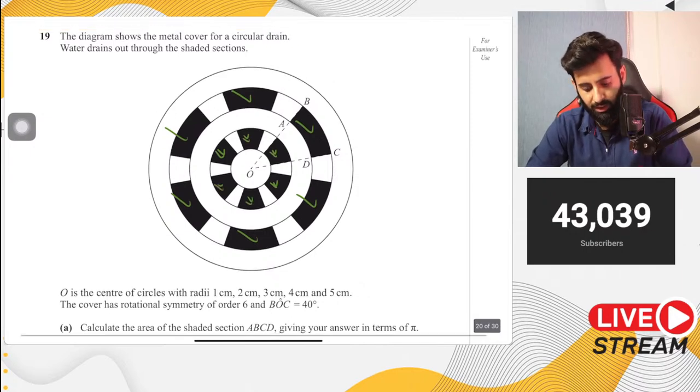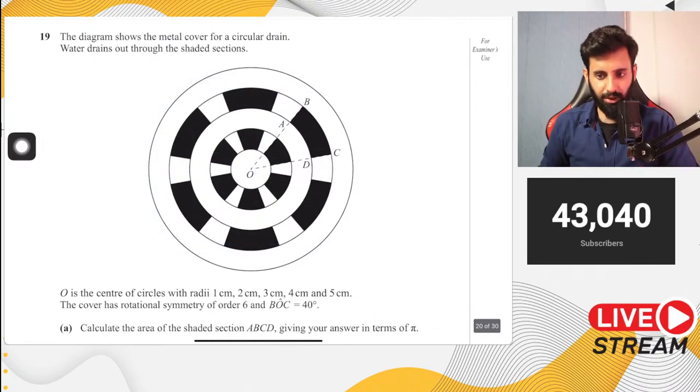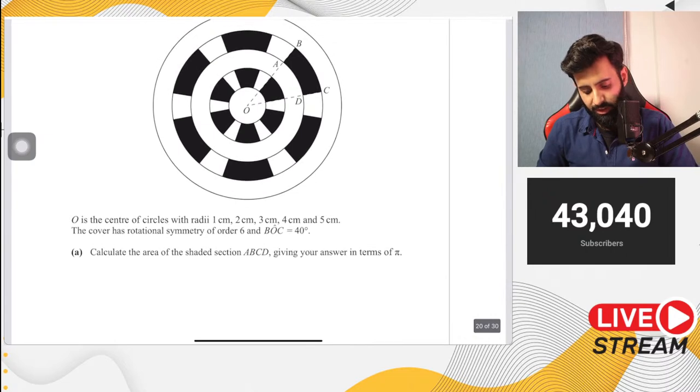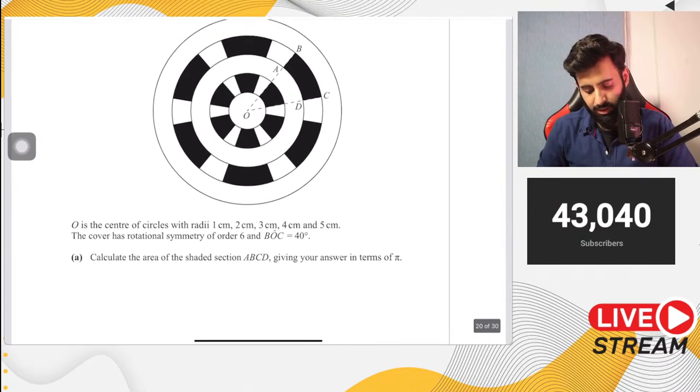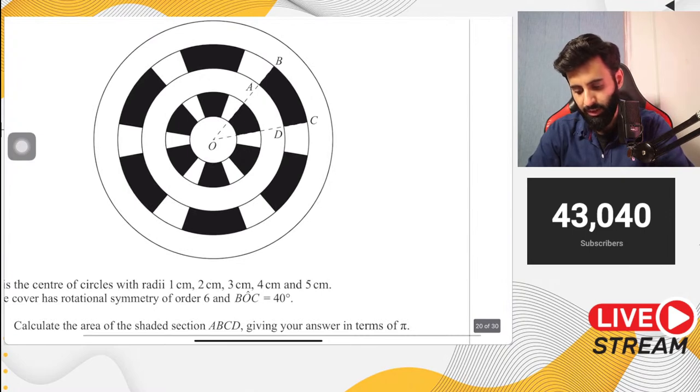Okay, as any other, they're unequal. In that case, it would have been impossible to do any calculations over here. Okay, so then it says calculate the area of the shaded section ABCD, giving your answer in terms of pi. So ABCD is what we need to calculate the area of.